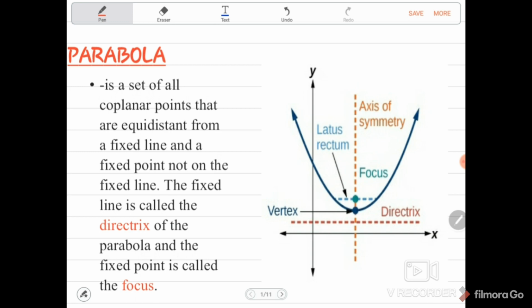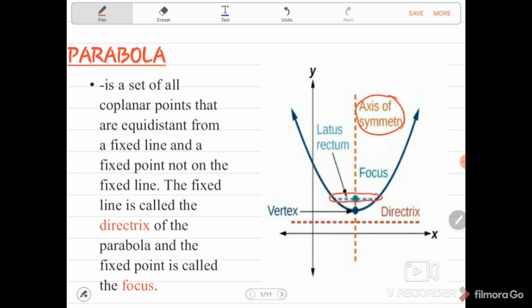I have here an example of parabola which is opening upward. The line perpendicular to the directrix and passing through the focus is called the axis of symmetry. This one, the color orange. The parabola is said to be symmetric with respect to this line. The chord that passes through the focus and is perpendicular to the axis of symmetry is called the latus rectum. This one, the color blue.